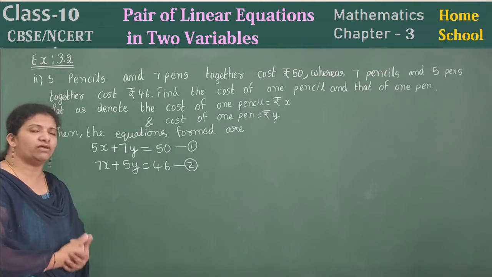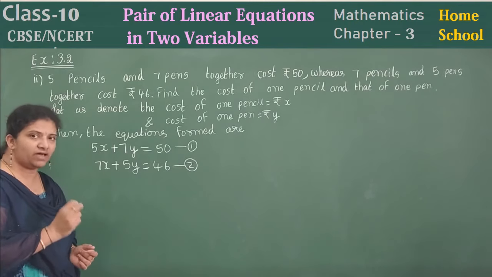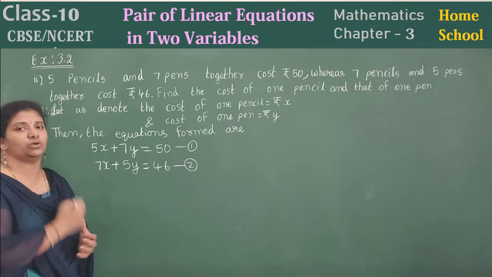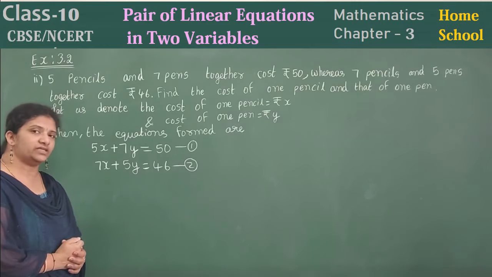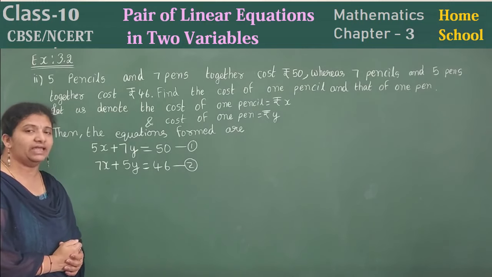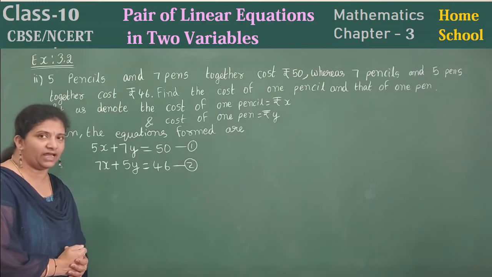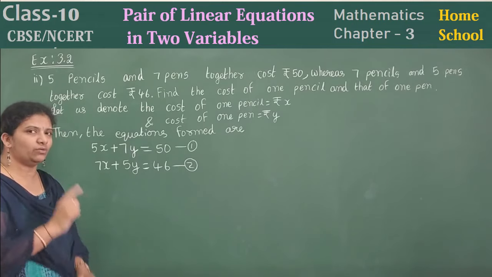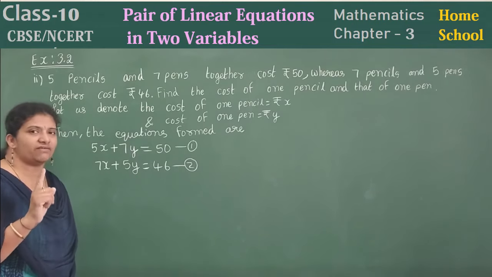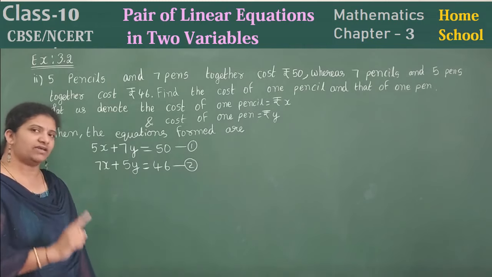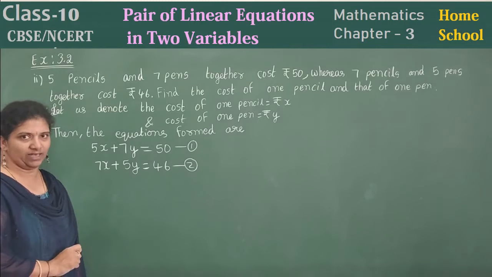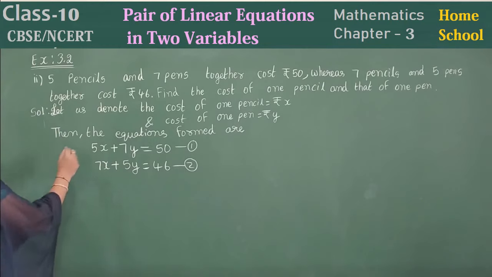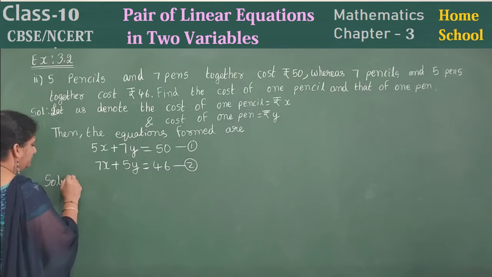If they are not equal, what can you say? A1 by A2 is not equal to B1 by B2. Then the two lines will be intersecting in your graph. Intersecting means they are going to meet at one particular point, that is a pair of coordinates having an x value and y value. Okay, let's solve this graphically.